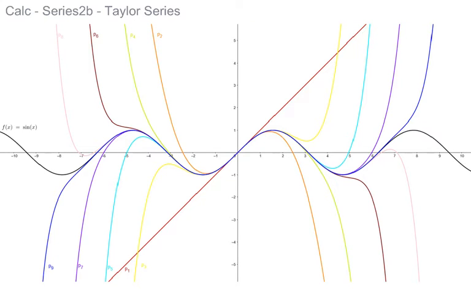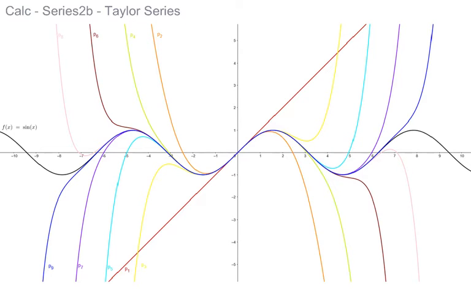In lesson 2a, we found a Taylor series for sine x centered at x equals 0, which is called a Maclaurin series. The graph that you see is sine x, the black curve, along with the first 9 partial sums of that series. The first partial sum is a polynomial with order 1, or a line.